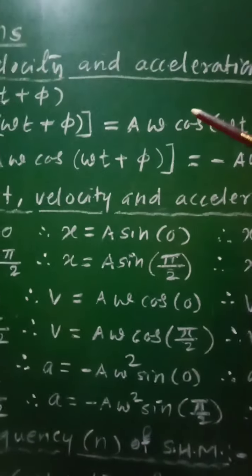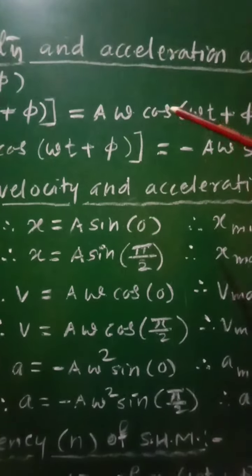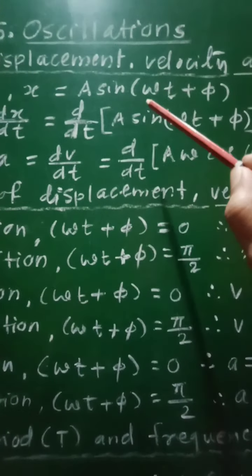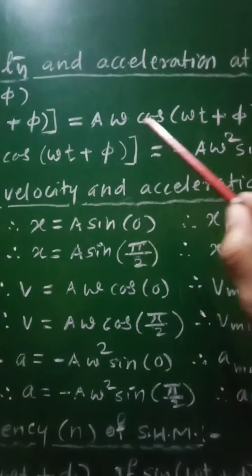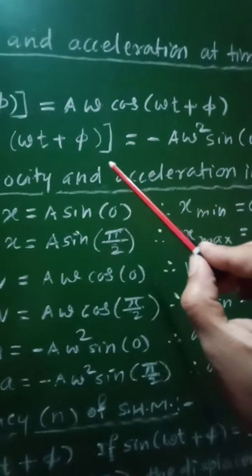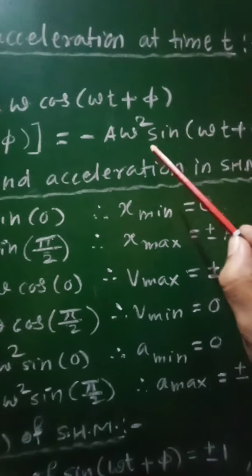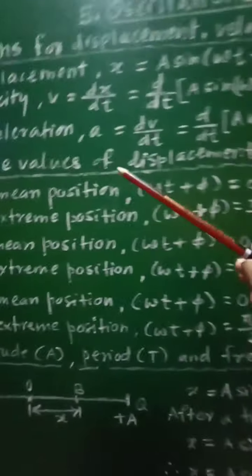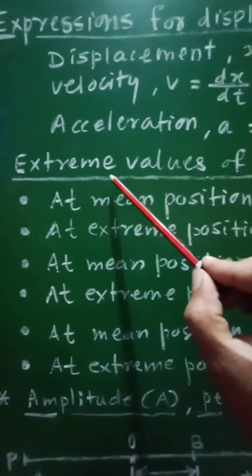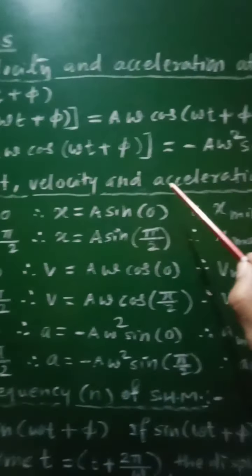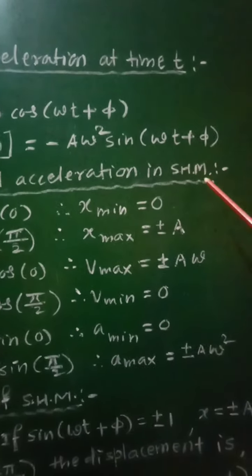So in case of linear SHM at time t, displacement x is equal to a sin(omega t plus phi), velocity v equal to a omega cos(omega t plus phi), and acceleration a is equal to minus a omega square sin(omega t plus phi). And now let us see the extreme values of displacement, velocity and acceleration in SHM.